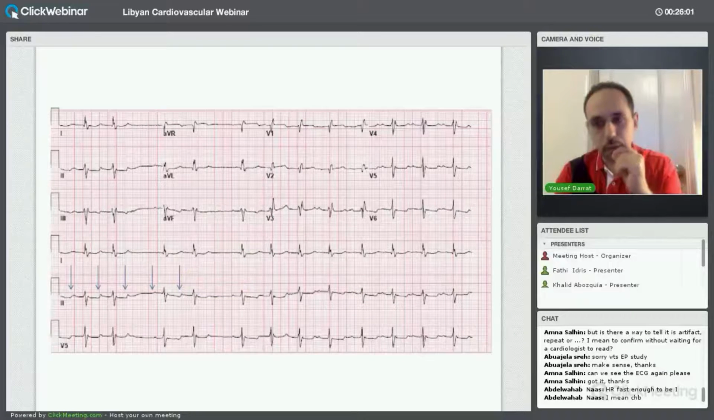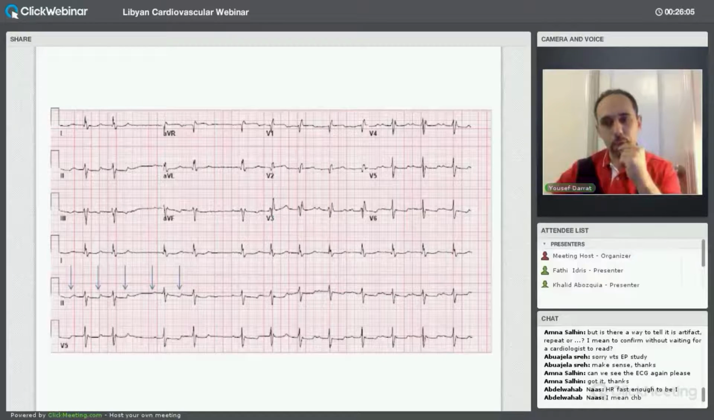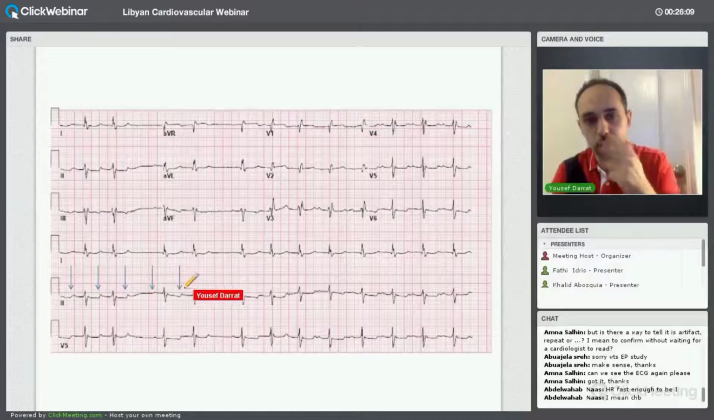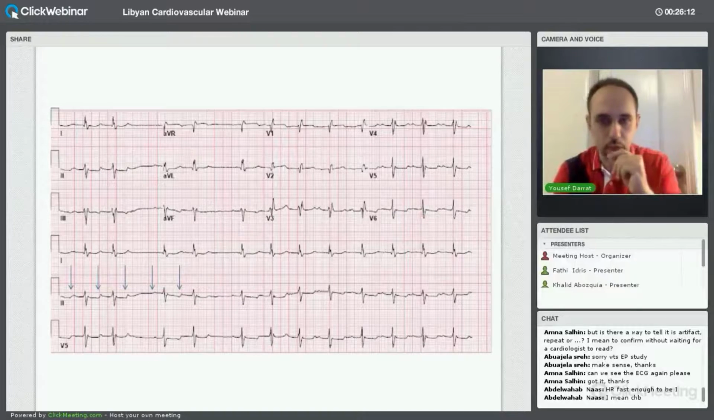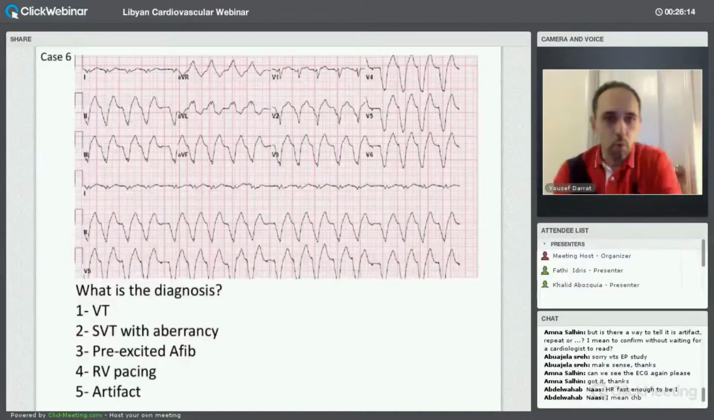The findings are not really consistent with complete heart block. You can see the progressive prolongation and then the dropped beat, so that goes with Wenckebach, at least in this EKG. We'll move on to case 6.